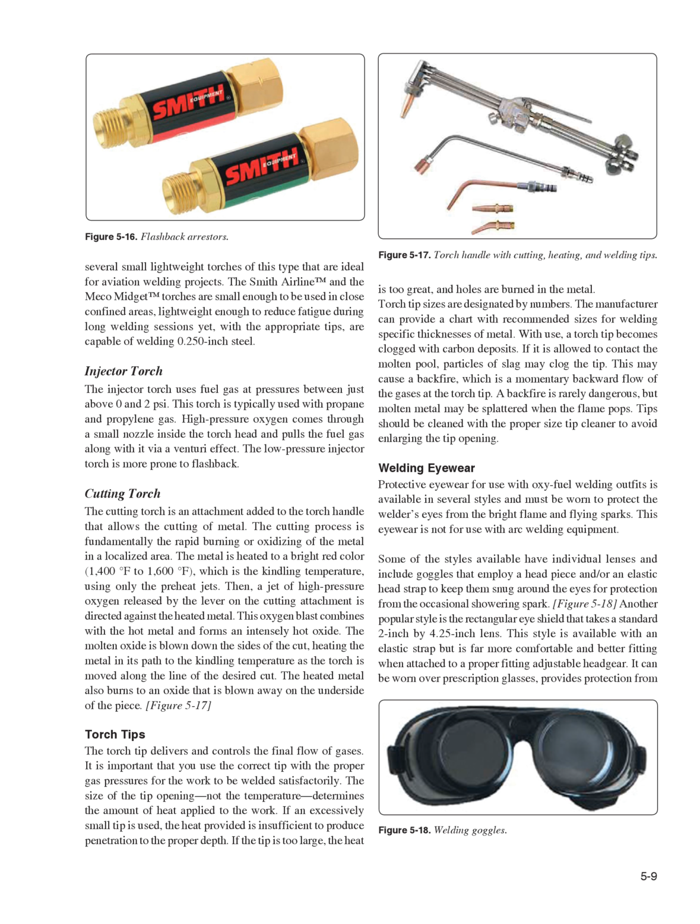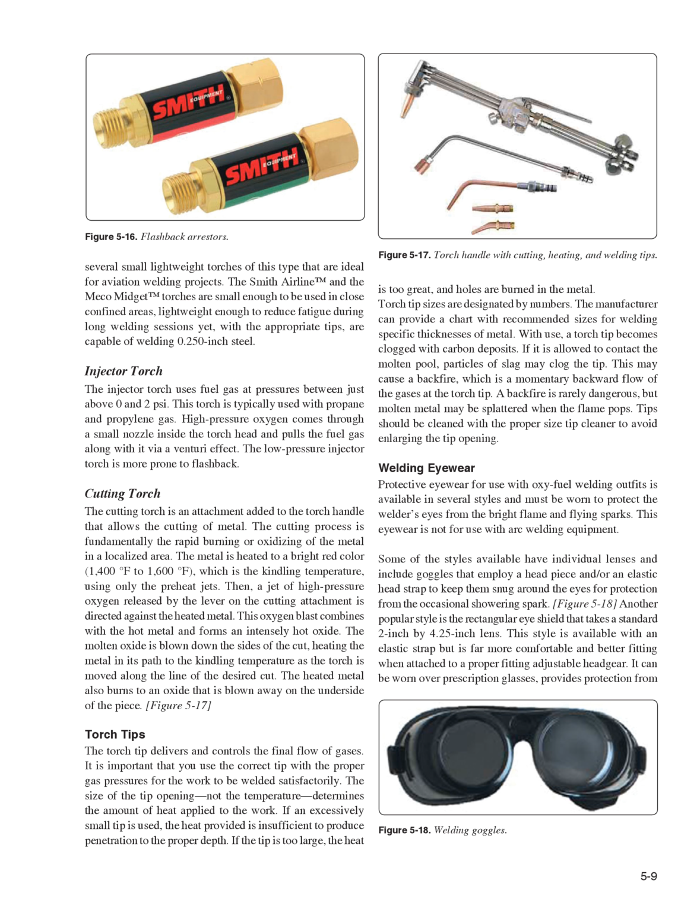Then, a jet of high-pressure oxygen released by the lever on the cutting attachment is directed against the heated metal. This oxygen blast combines with the hot metal and forms an intensely hot oxide. The molten oxide is blown down the sides of the cut, heating the metal in its path to the kindling temperature as the torch is moved along the line of the desired cut. The heated metal also burns to an oxide that is blown away on the underside of the piece.